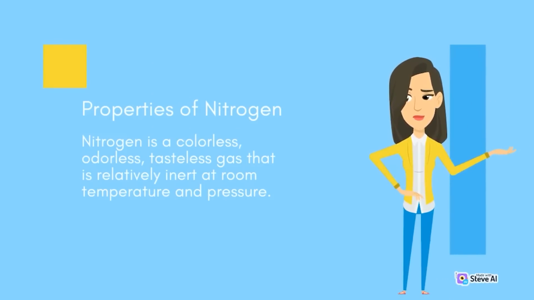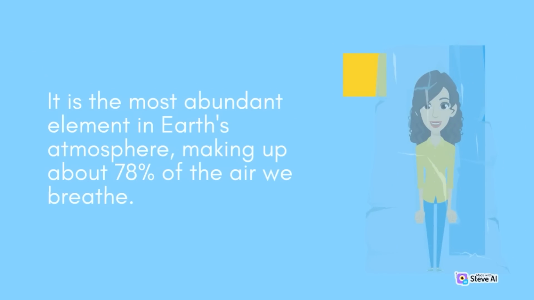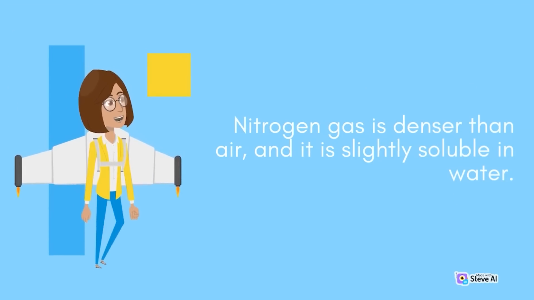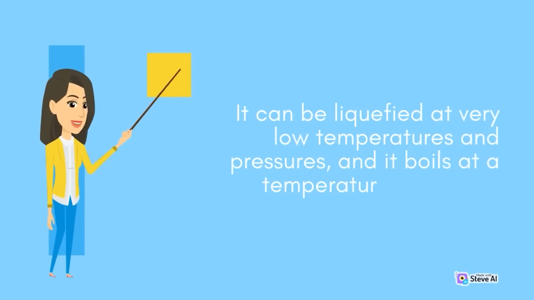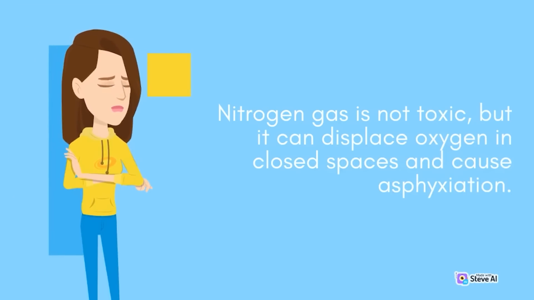Properties of nitrogen. Nitrogen is a colorless, odorless, tasteless gas that is relatively inert at room temperature and pressure. It is the most abundant element in Earth's atmosphere, making up about 78% of the air we breathe. Nitrogen gas is denser than air, and it is slightly soluble in water. It can be liquefied at very low temperatures and pressures, and it boils at a temperature of -196 degrees Celsius. Nitrogen gas is not toxic, but it can displace oxygen in closed spaces and cause asphyxiation.